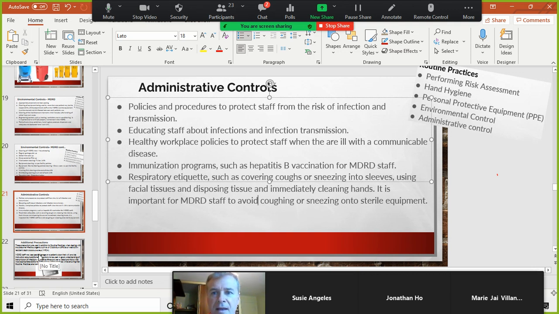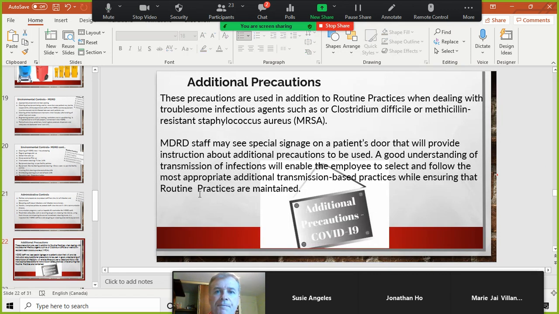Okay, so the additional precautions, I put this in here at the end, and these precautions here are used in addition to routine practices when dealing with troublesome infectious diseases. Okay, you guys have heard this one right here, MRSA. This one here is pretty much resistant to everything that we have, even vancomycin. I think there was another test question. MDRD staff may see special signage on a patient's door that will provide instructions about additional precautions.